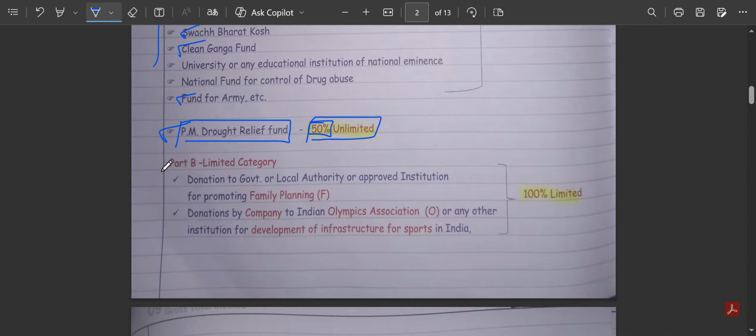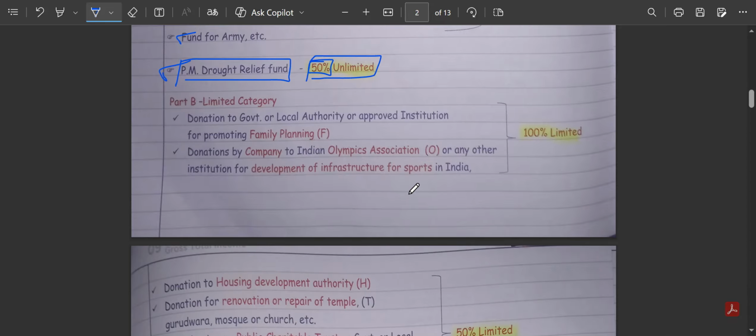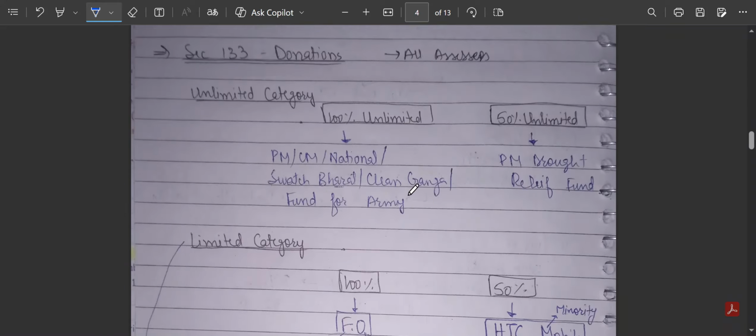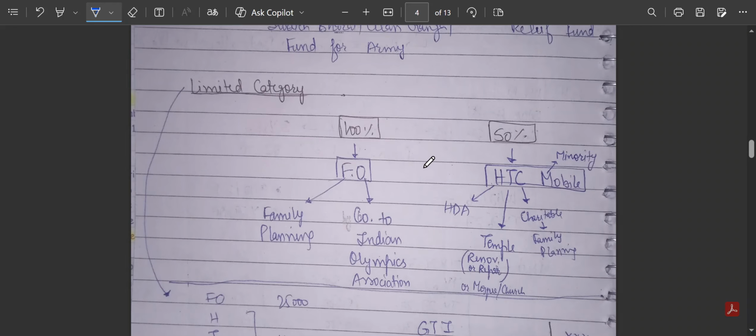Then there is Part B, which is a limited category. In this category we get a limited amount of deduction for donations. I'll try to explain here. Firstly, in the limited category, we get 100% limited deduction.